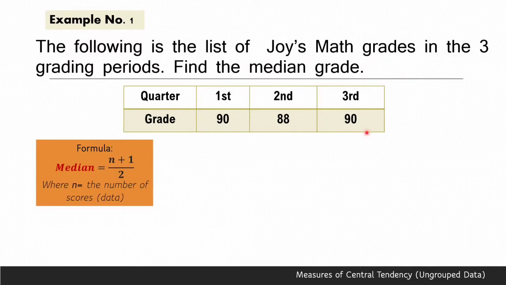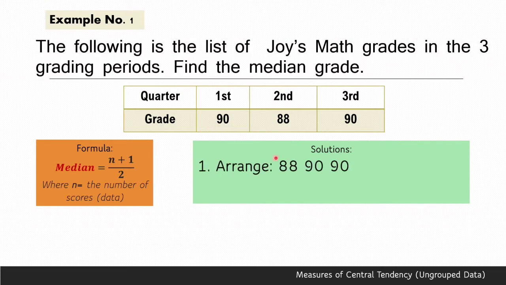So this formula, n plus 1 divided by 2. But first, we have to arrange the grades in ascending order. Okay? So that's 88, 90, 90. And then the second step is, now we will use the formula n plus 1. Where did we get the 3 here? It's the number of scores.